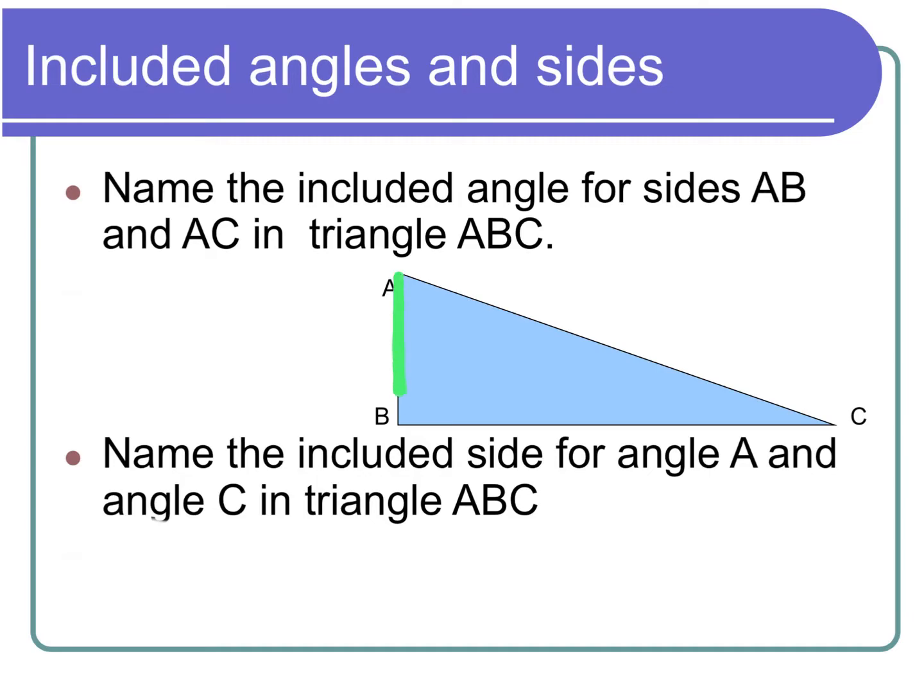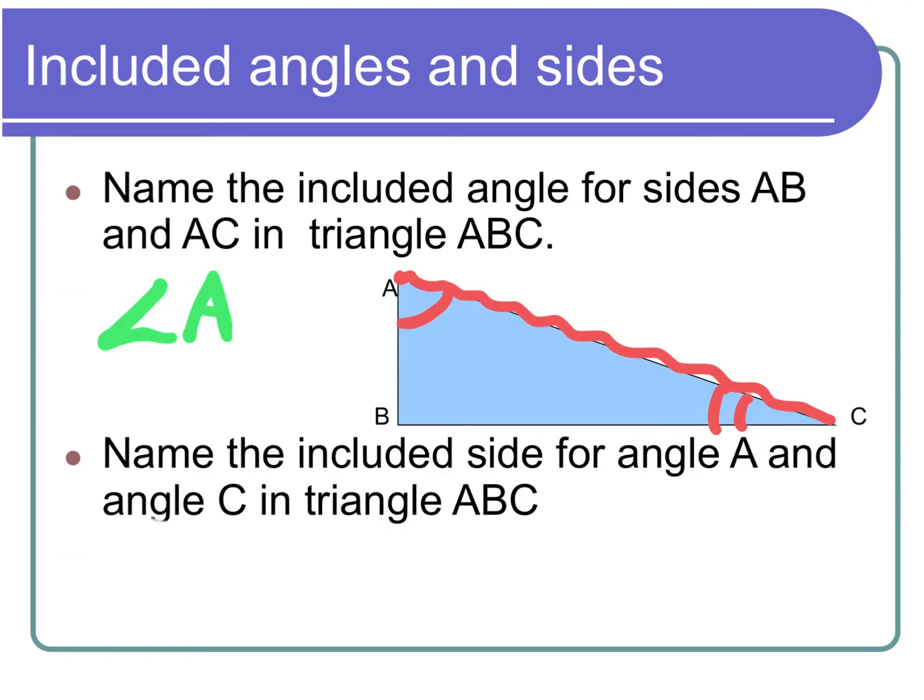So in this example, it first asks for the included angle for sides AB and sides AC. So side AB is formed by this side, and AC is that side. The included angle is the angle between those two sides. So it would be angle A. Versus the next question says name the included side for angle A and angle C. So if I had angle A and angle C, the included side is the side between those two angles. So it would be segment AC.